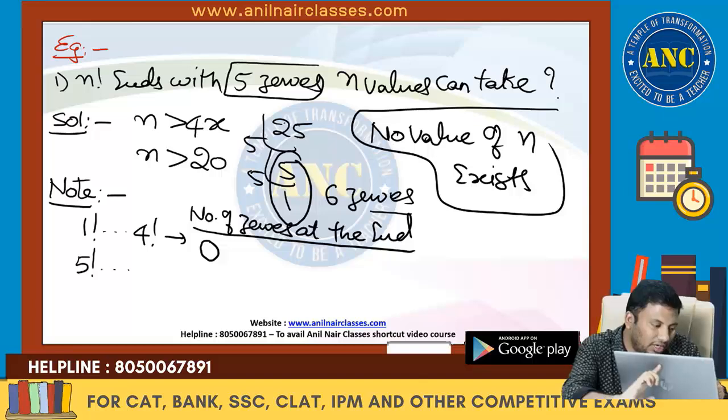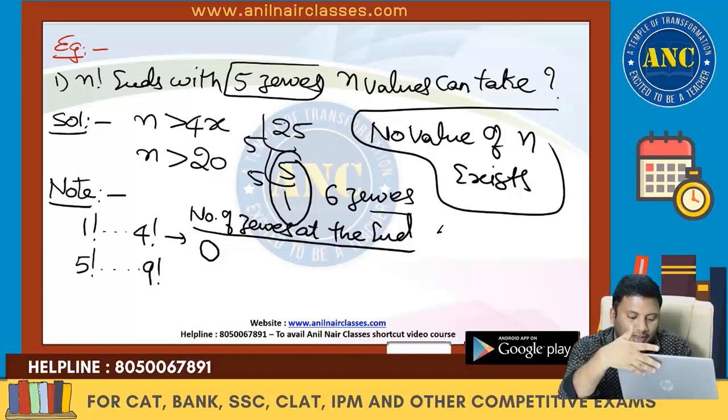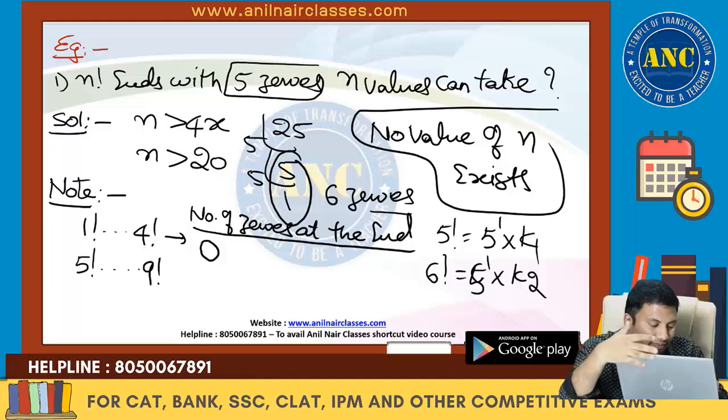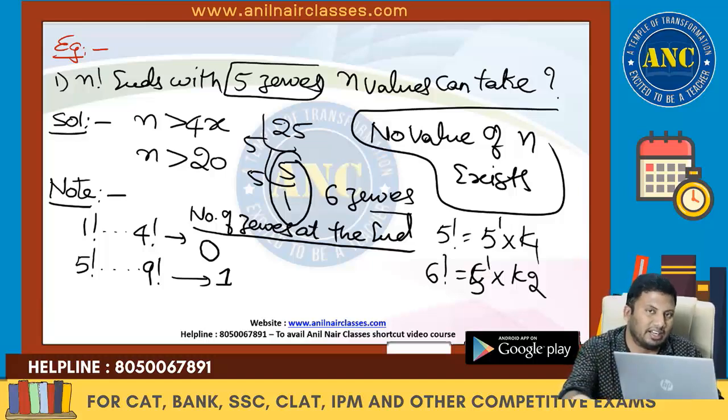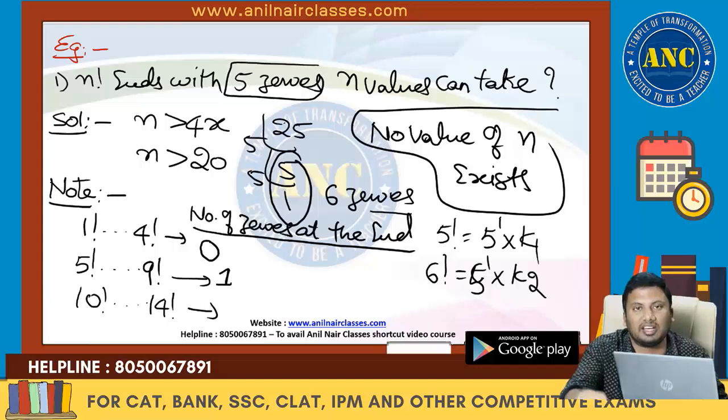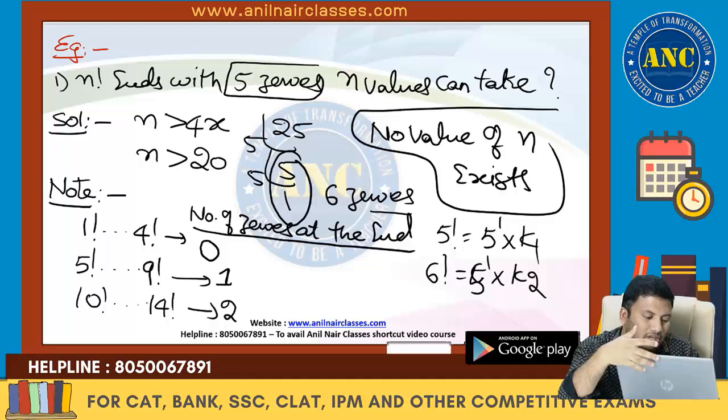From 5 factorial till 9 factorial, 5 factorial contains 1 power of 5, and 6 factorial also contains 1 power of 5. So from 5 factorial to 9 factorial, how many zeros are there at the end? 1 zero. I hope it is clear. Similarly, from 10 factorial to 14 factorial: 5 twos are 10, 14 also, so 2 zeros at the end.